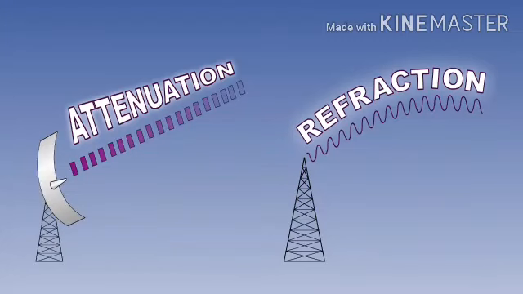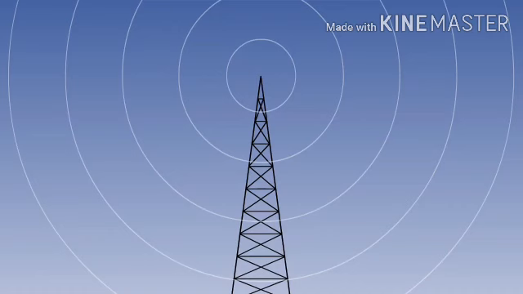First of all, let us consider the factors which affect the propagation of radio waves. These factors fall into two categories, namely attenuation, which is the weakening of the wave, and refraction, which is the bending of the wave. Attenuation occurs in several ways.